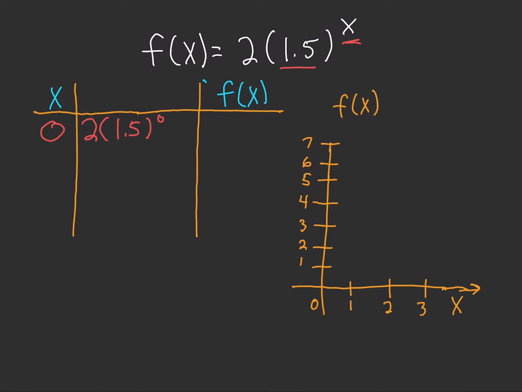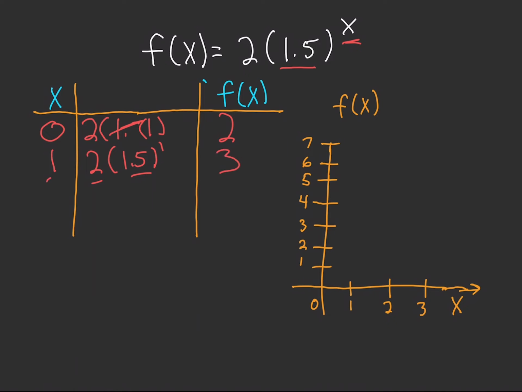Now remember, anything to the 0 power is just 1. So the 1.5 to the 0 power is 1. So essentially 2 times 1 is 2. Plugging in 1 for x, now I've got the 2, and then it's the 1.5 to the first power, which is just 1.5, and 2 times 1.5 is 3.